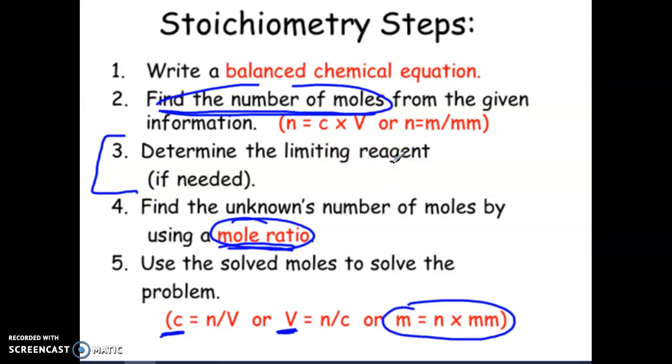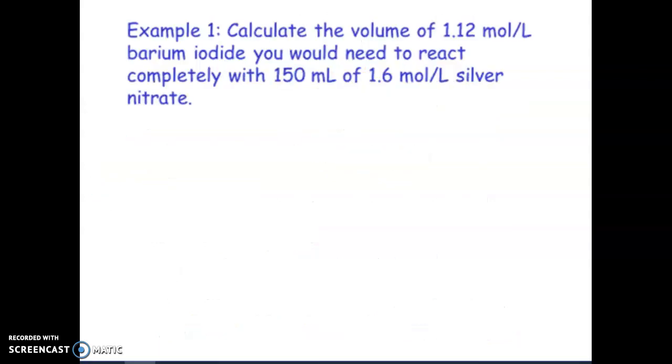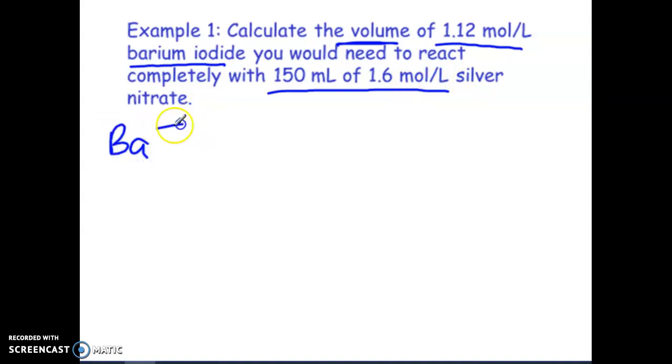So we're just going to go through some examples so you can see what to do here. Calculate the volume of a 1.12 mole per liter barium iodide you would need to react completely with 150 milliliters of a 1.6 mole per liter silver nitrate solution. So we have here a double displacement reaction. So the first step is always to write the reaction out.